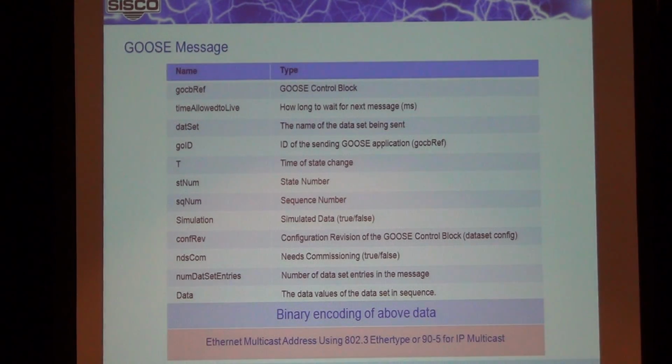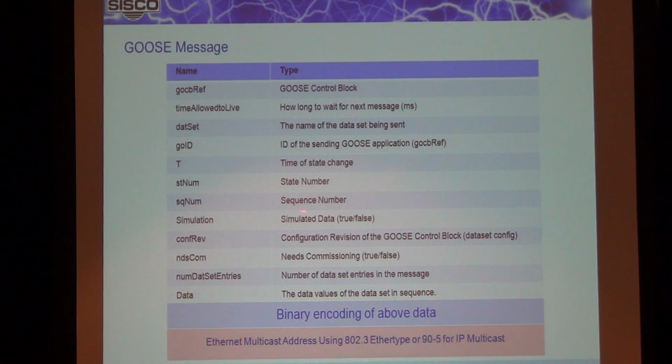What's in a message? You get a reference to the control block that controls the message. You get a timer that tells you how long to wait before you get this message again. So this is where we add reliability to Goose messaging, to where we can tell if we've missed any messages, because now we're going to get this message within the next milliseconds, and if we don't get that message, we know that something's happened to the communication channel between us and that device.